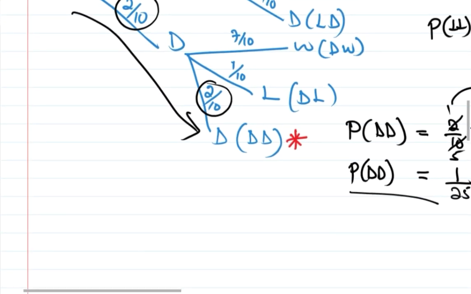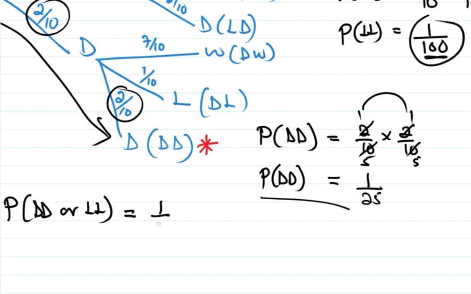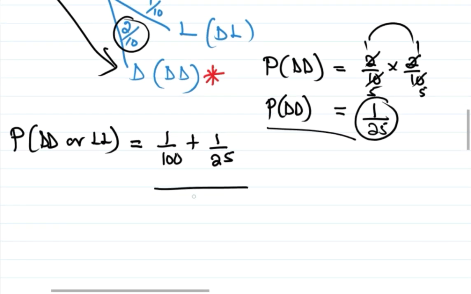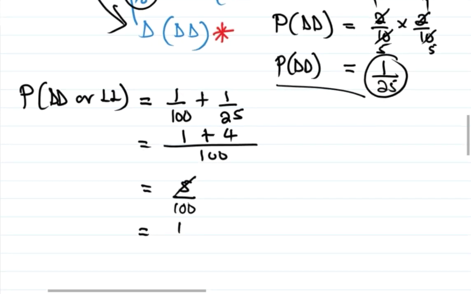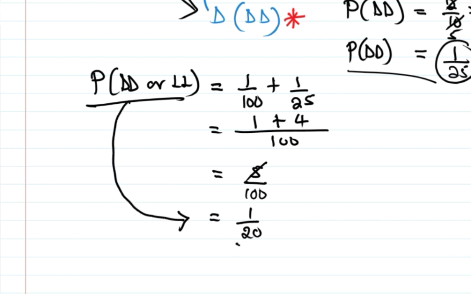Since we should find the probability of losing both the games or drawing both, it will be P(DD) or P(LL). P(LL) is 1 over 100 plus P(DD), which is 1 over 25. We need one common denominator, which is 100. 100 divided by 100 is 1, times 1 is 1, plus 100 divided by 25 is 4, times 1 is 4. So here, 1 plus 4 is 5, over 100. You can simplify this one: 5 into 5 is 1, and 5 into 100 is 20. So the probability of drawing both the games or losing both the games is 1 over 20.